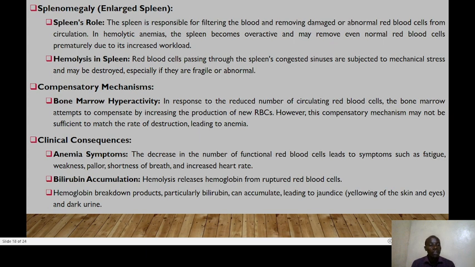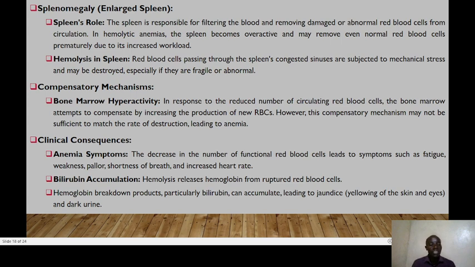We could also have a compensatory mechanism, where we have bone marrow hyperactivity. In response to the reduced number of circulating RBCs, the bone marrow attempts to compensate by increasing production of new RBCs. However, this compensatory mechanism may not be sufficient to match the rate of destruction, leading to anemia.